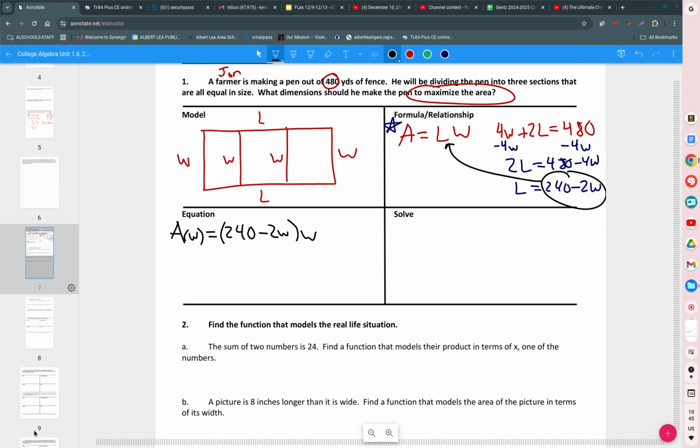I'm going to pause. Any question how I got to where I am right now? Because once you get here, like once you get the second box figured out, this is the hardest part. If you do box 2, you do the whole problem. Now it's easy. I just distribute the W. Area in terms of W is equal to 240W minus 2W squared.